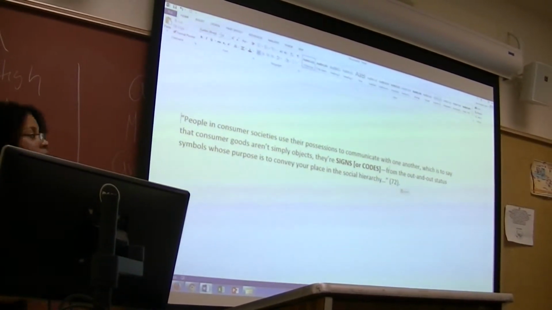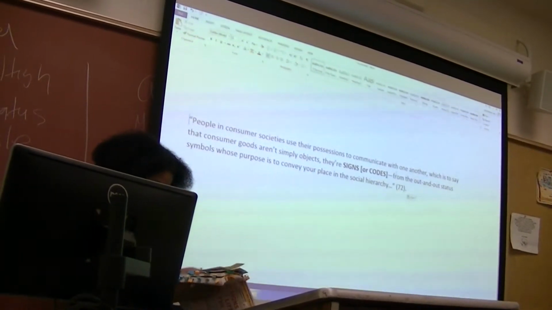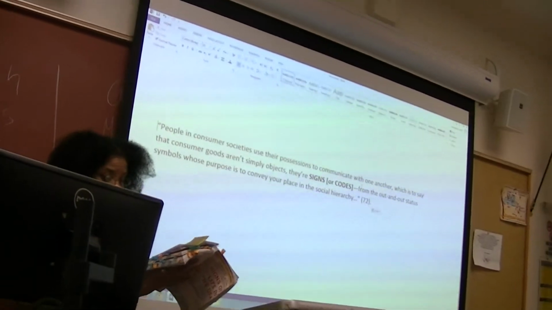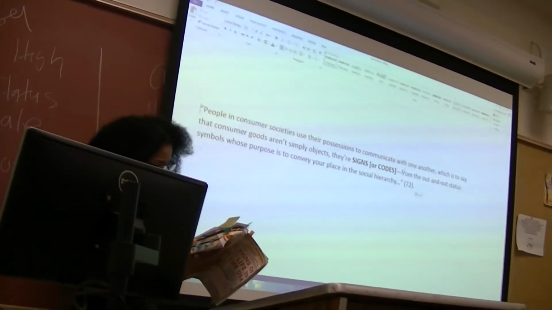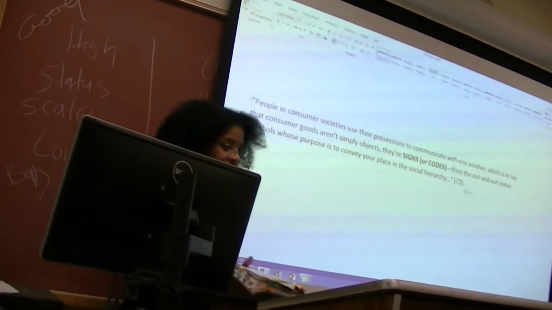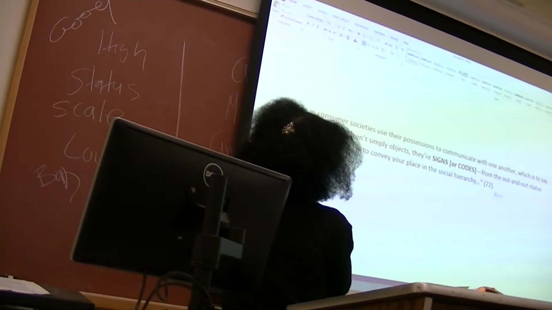Okay? So now, that's what this book is telling us, right? And yeah, we do. We live in a hierarchical society. Sad to say, but it is true. And this is on page 72, all right? Now, let's make a quotation for this.